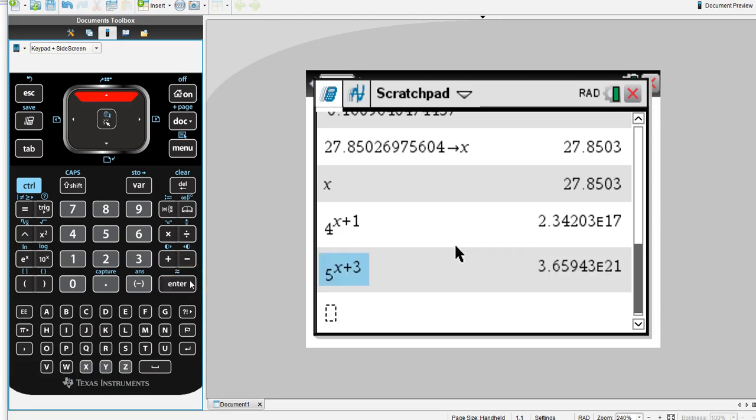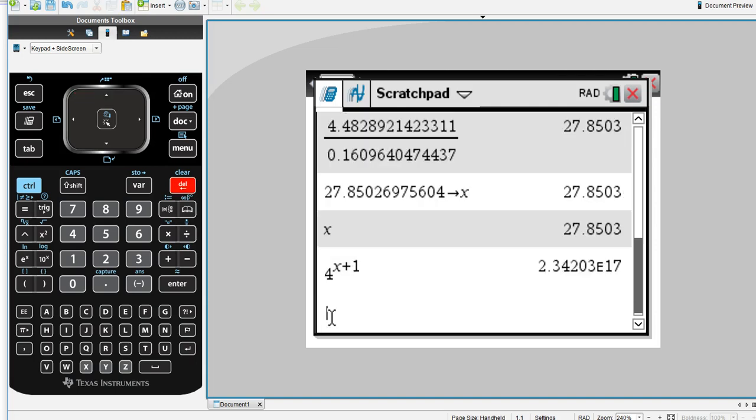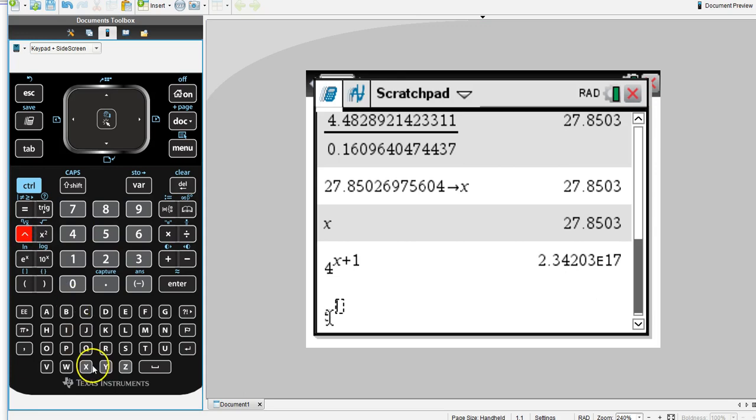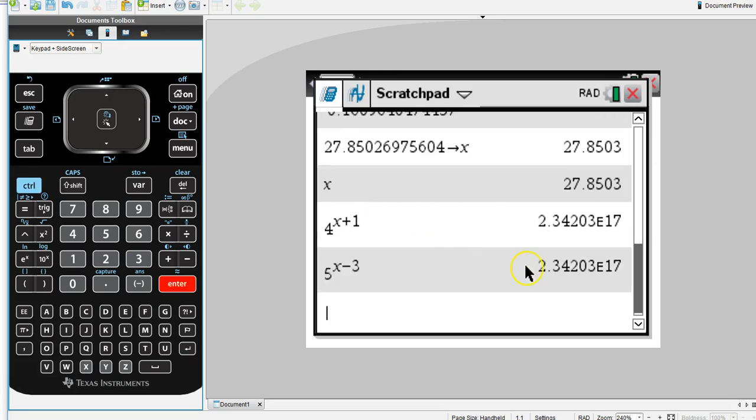No wonder that you're probably calling half point. That's not what I want. So let me do this again. I'm going to delete this. That's not what I wanted. So 5 to the x minus 3. Okay, notice that we get exactly the same thing. So we've checked the answer and it matches.